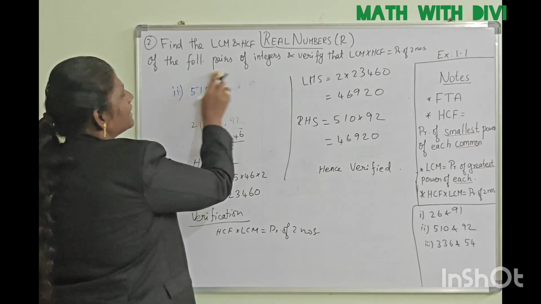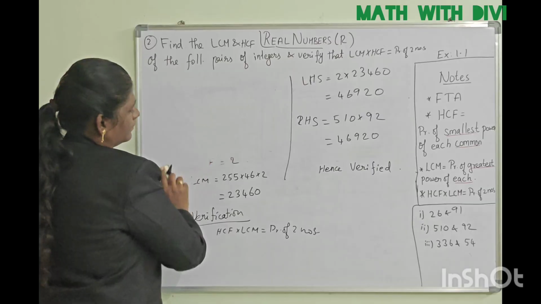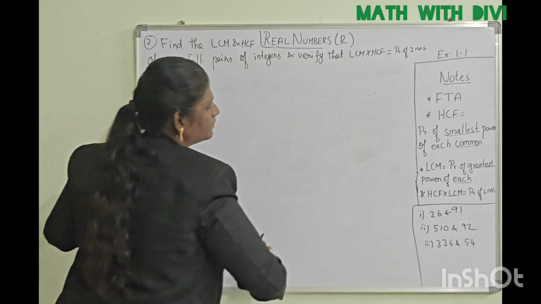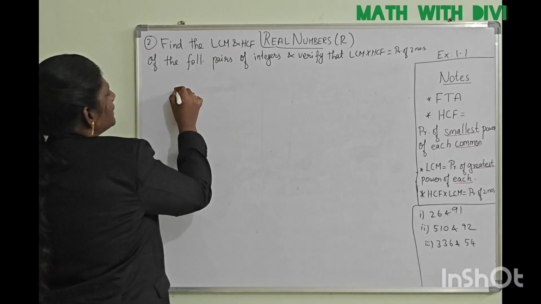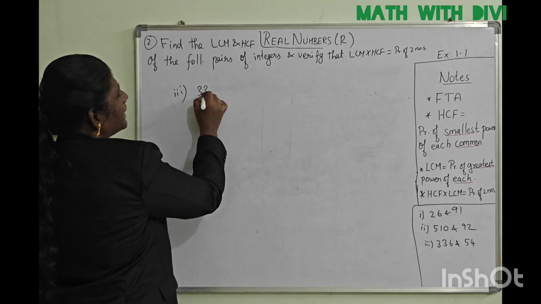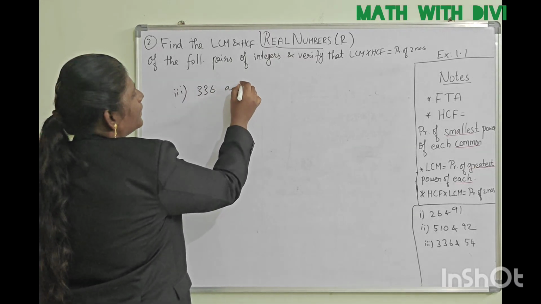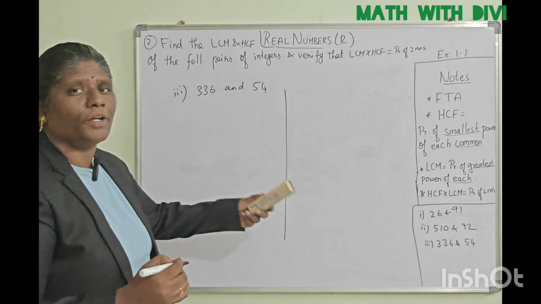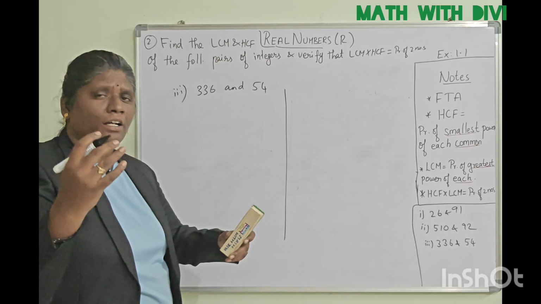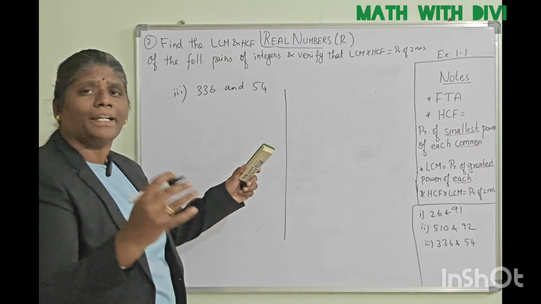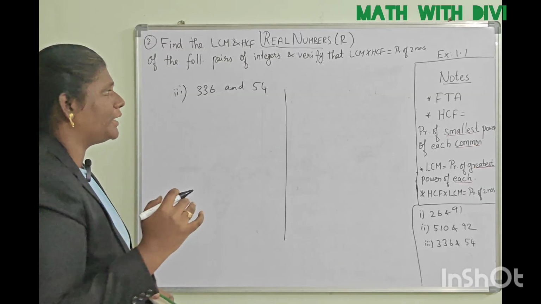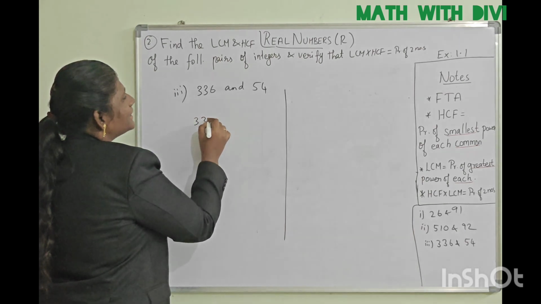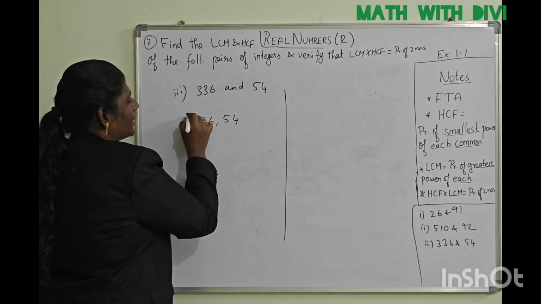Next one, third sum we will do. And the third sum is 336 and 54. So you may feel we are going very fast. If you want to copy it, you can pause and copy, right? 336, 54, right? So both are even numbers.